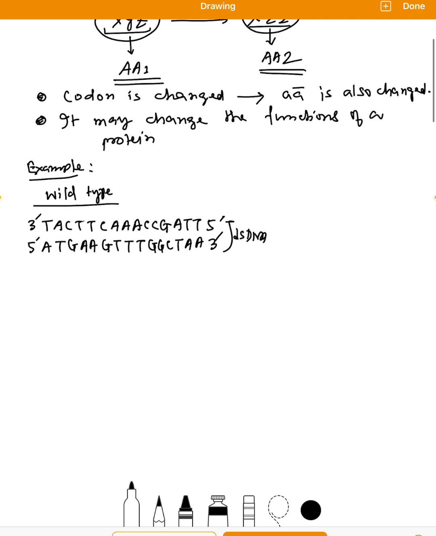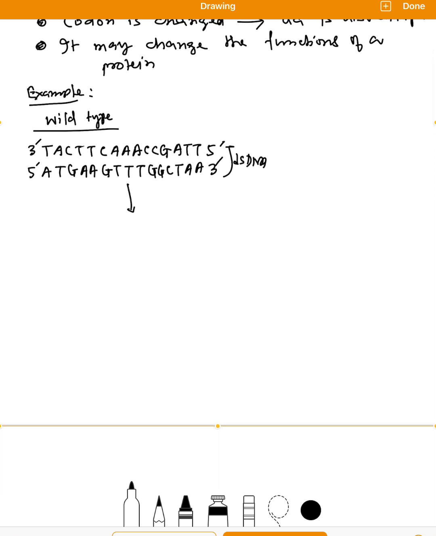Now suppose this double stranded DNA undergoes the process of transcription, that means it is going to form the mRNA. Suppose in this process the upper strand is considered as the template. If the upper strand is the template, then the mRNA will be like this: 5 prime, A U Z, then A Z, then U, then G, G C U A 3 prime. So this is the mRNA if the upper strand is used as a template.